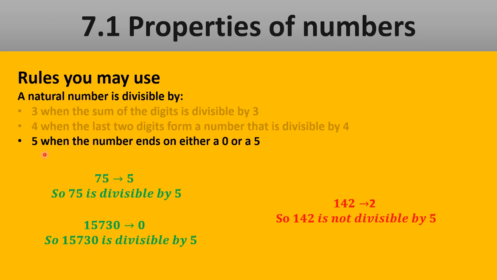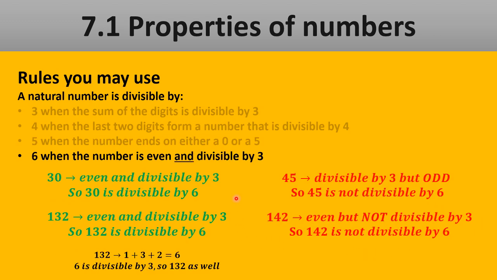I think 5 is a rather easy one. A natural number is divisible by 5 when the number ends on either a 0 or 5. So only take a look at the last number. 75 ends with a 5, so it's divisible by 5. 15,730 ends with a 0, so it's divisible by 5. 142, a counterexample, ends on a 2, so it's not divisible by 5.